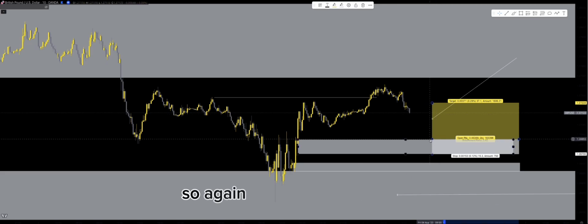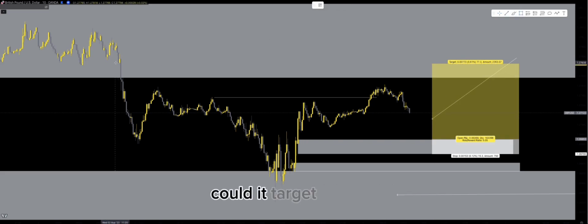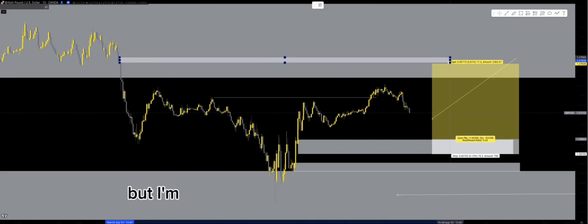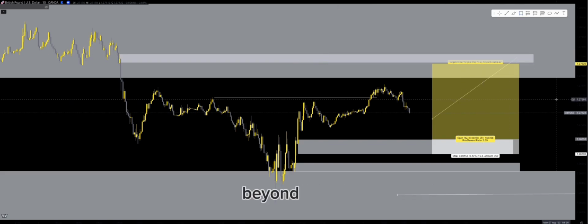So again, the timing was a tick, the order block was a tick, the liquidity was a tick, the market structure shift was a tick, the higher time frame was a tick. Everything was necessary and everything was calling, take this trade, okay? So what I did was I took it, I set the limits, closed out at this order block right here. Could have targeted higher, but I'm very satisfied with a 1 to 5 nowadays. Very satisfied, beyond belief, okay?